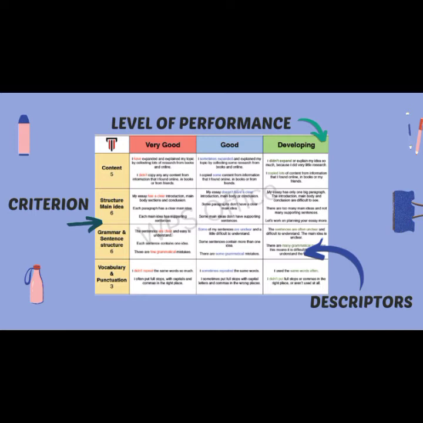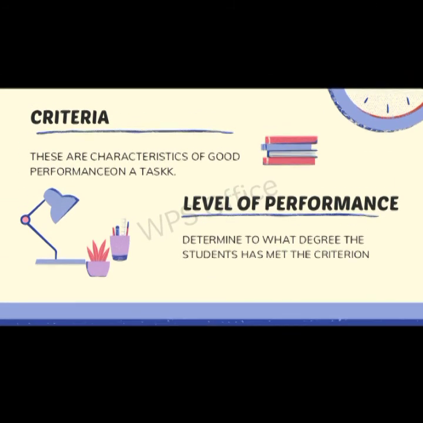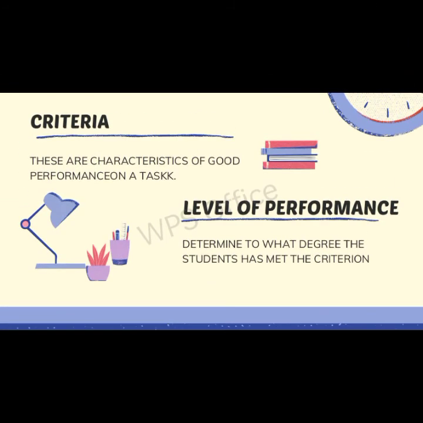So here is an example of a rubric. As you can see, a rubric is comprised of three components: the criteria, the level of performance, and the descriptors. So let us define what criteria are. Criteria are characteristics of good performance in the task. So when we say criteria, it shows in what aspects students will be graded. It also states what factors we will look for in the performance of our students. And level of performance determines to what degree the student has met the criterion.